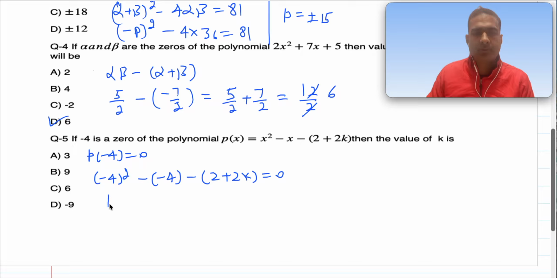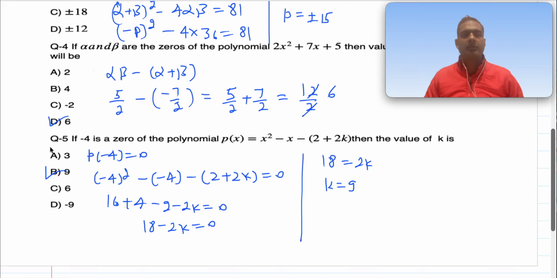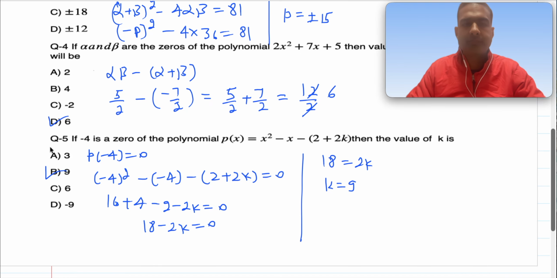So minus 4 square is 16, and minus of minus is plus 4. And if I open the bracket, the signs will change. So minus 2 minus 2k is equal to 0. So 16 plus 4, 20, 20 minus 2, 18, minus 2k is equal to 0. So we can say 18 is equal to 2k. So if we divide by 2 on both sides, we will get the value of k is 9. So our answer is option B, that is 9.